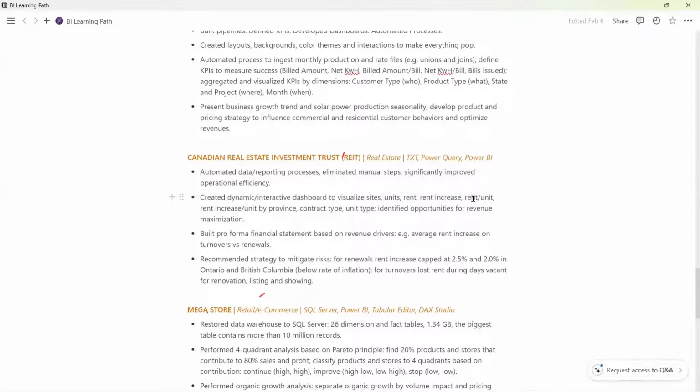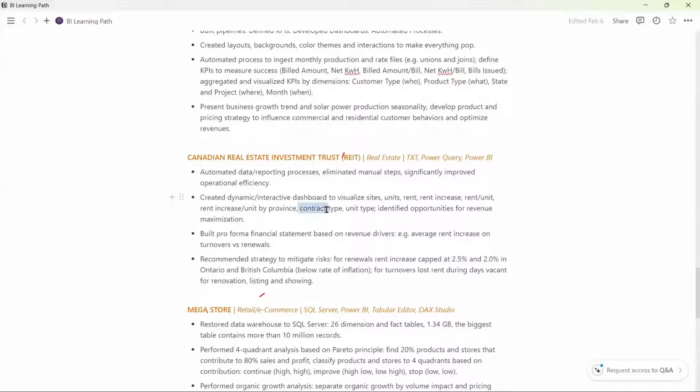And if you divide total rent by total number of units, this is pricing, this is price, right? And the rent increase by unit, the rent increase per unit by province. And we know that in Ontario, in BC, we have rent control, like 2%, or probably less than 2%.